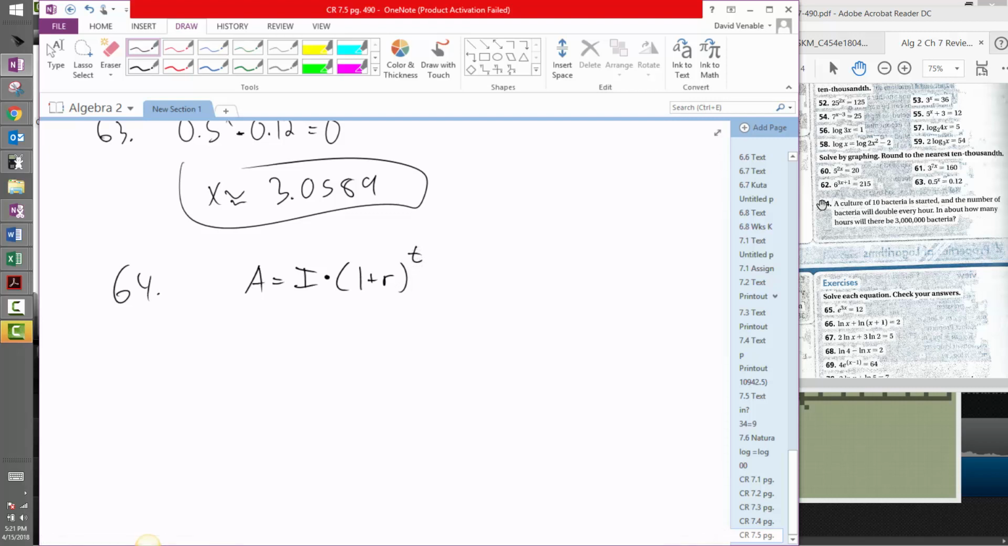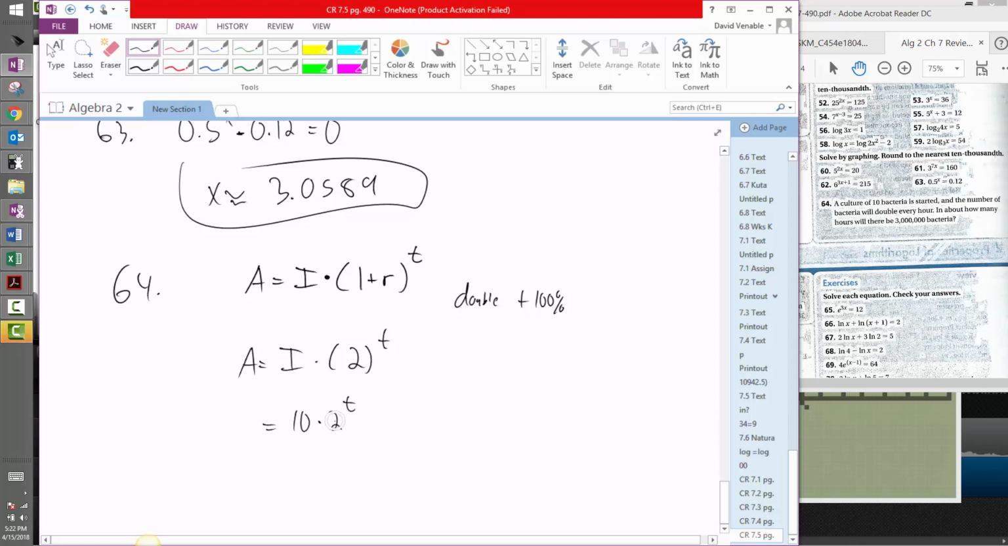But here's another way of looking at it. Since it doubles, what does double mean? Double means you add 100%. Well, here's the thing. That means my r is 100%. So my amount is equal to how much I started out with times 2 to the t, because it doubles every hour. So the t is going to be in terms of hours. So this is another way you could go directly here. Because it said double, you can just do 2. If it said triple, you could put a 3. But what's my initial? Oh, it tells me that's 10. So it's 10 times 2 to the power of t.